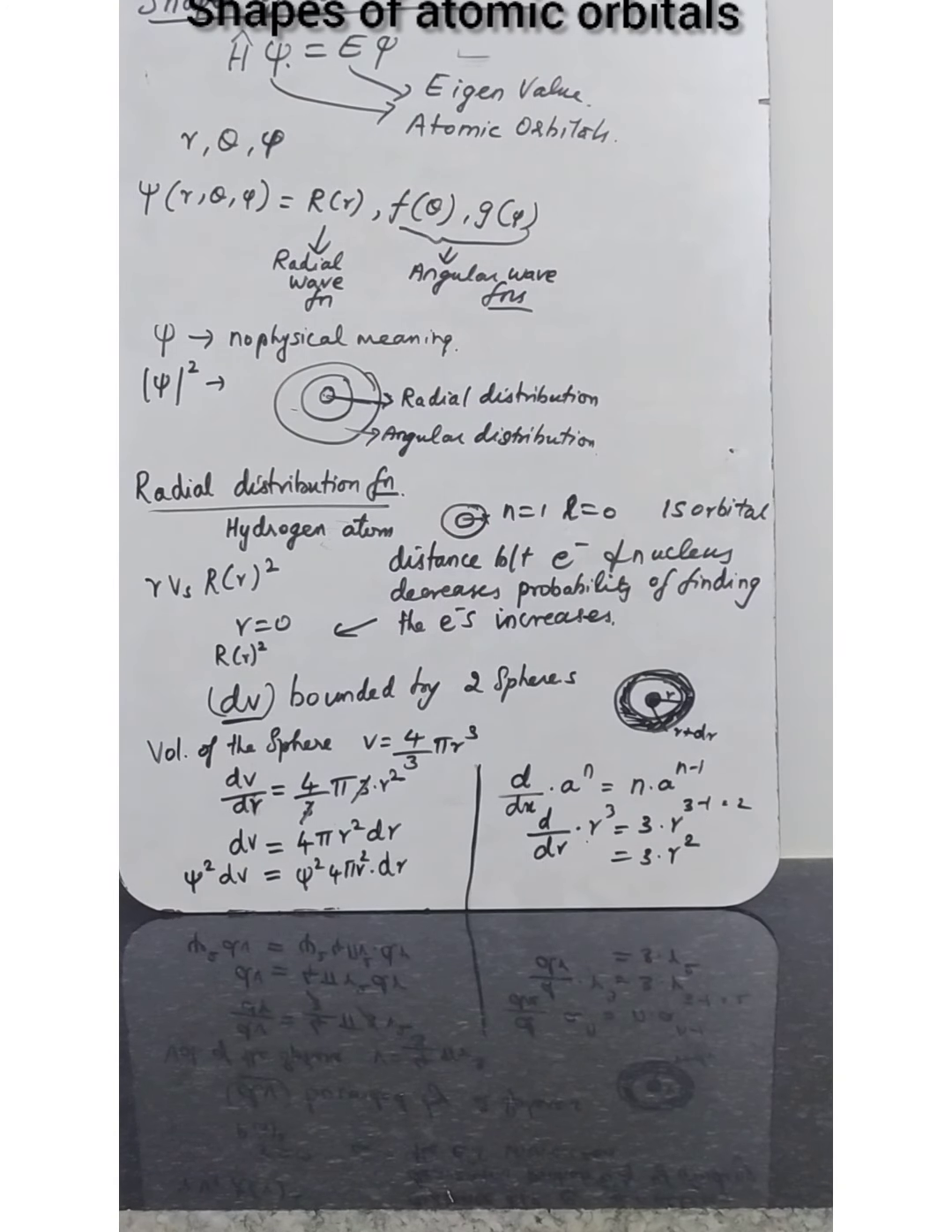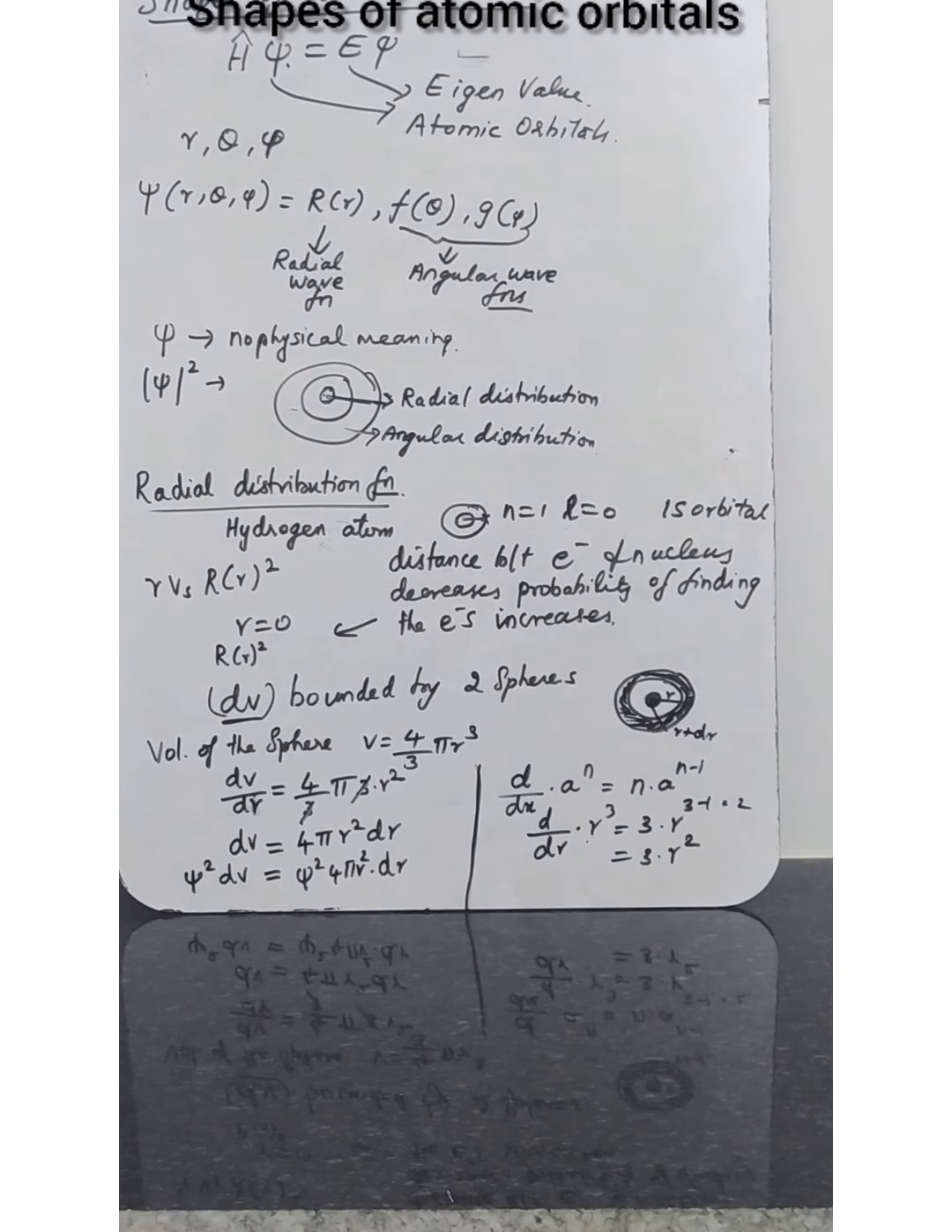Next, shape of atomic orbitals. You know already we have discussed last class the Schrodinger wave equation: Hamiltonian operator into psi is equal to E into psi. Understood? So the solution to Schrodinger wave equation gives the permitted energy level, that is called an eigenvalue.